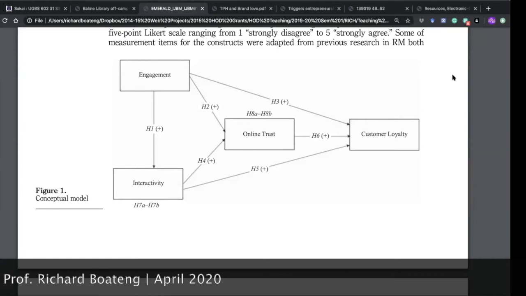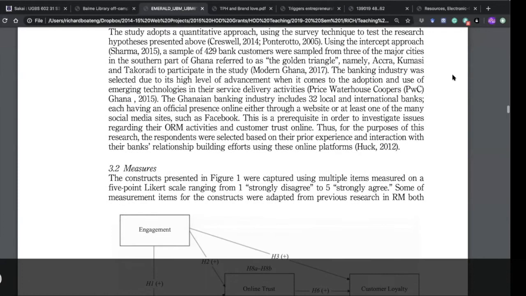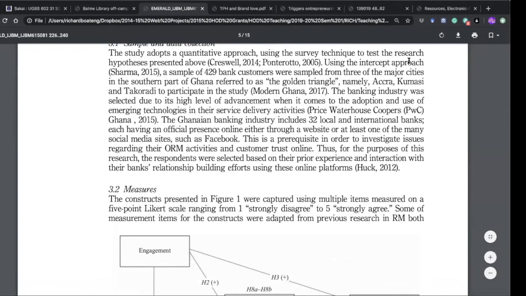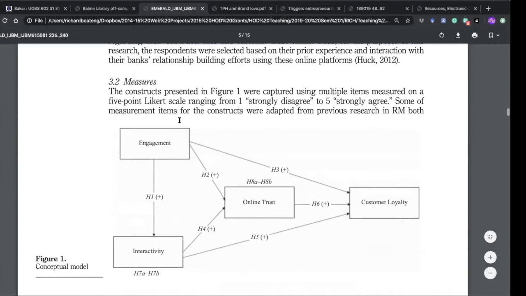I'm conceptualizing. If you look at what he says, the study adopts a quantitative approach using a survey technique to test the research hypothesis presented above. So these relationships are going to be tested. If you finish testing, you may end up having a post-study framework.